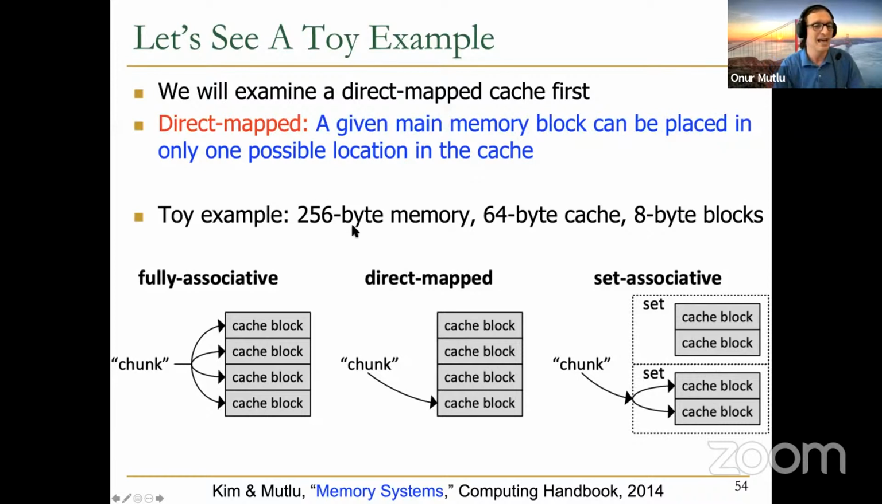Now we're going to look at a toy example that could fit in one slide, basically. The toy example will have a 256 byte memory, a 64 byte cache, and 8 byte blocks. This means that if you have a 64 byte cache and your block size is 8 bytes, you can only store 8 blocks in your cache, right? You have a 256 byte memory, which is not big, and 8 byte blocks. That means that you have 32 possible blocks in memory. Your cache has space for only 8. Then you need to have a mapping function, basically.